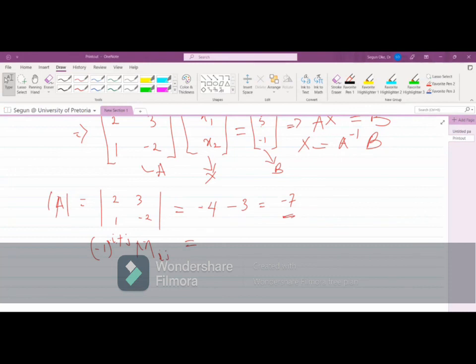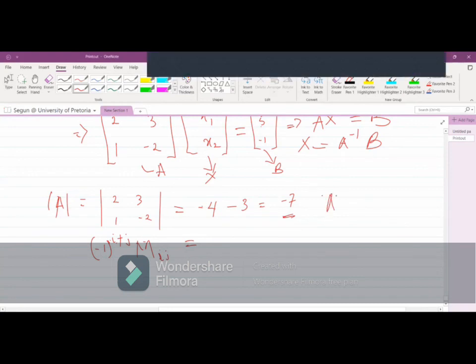Don't forget the A inverse in this case. A inverse is the same thing as 1 all over the determinant multiplied by the adjoint of A. So this is... who can tell us? I'm waiting, please, before I talk. Okay, somebody is typing.